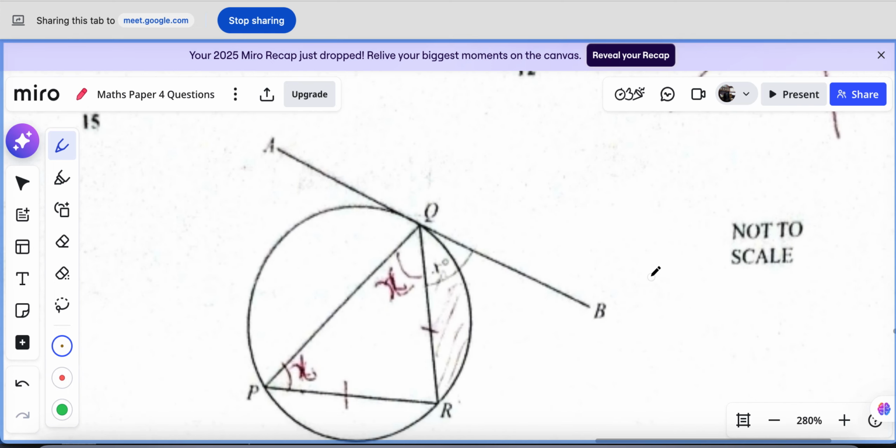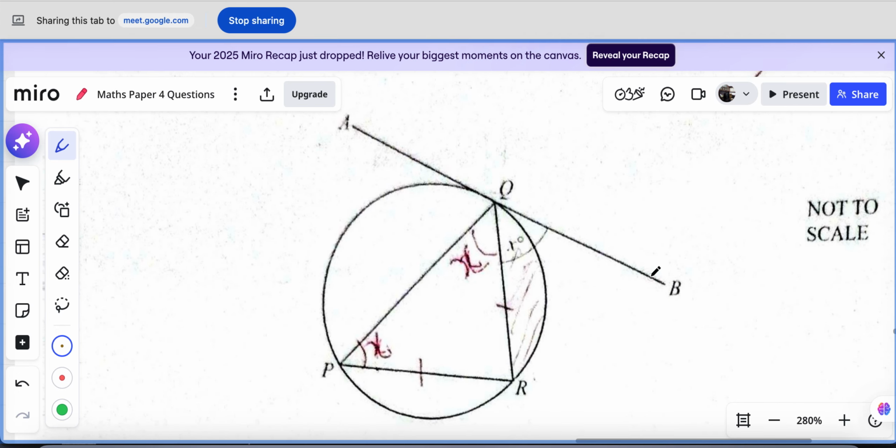Now let's move to the next question, question 15. Question 15 says we have a tangential line that touches a circle at point Q. Anytime you have a tangent and an angle x on the minor segment, it is equal to any angle of the circumference on the major segment. So if here is x, this place will also be x.